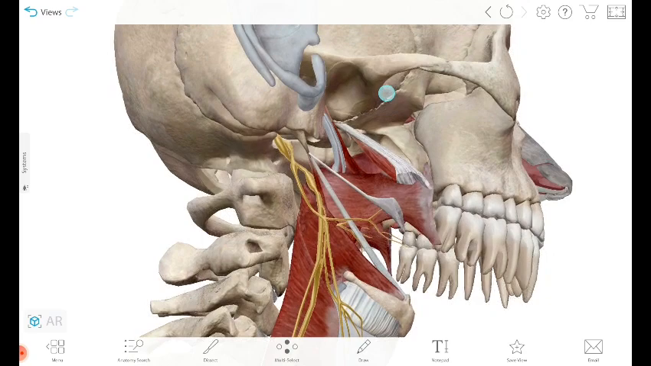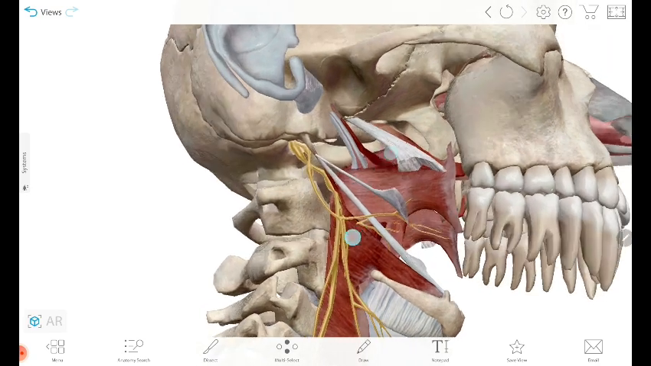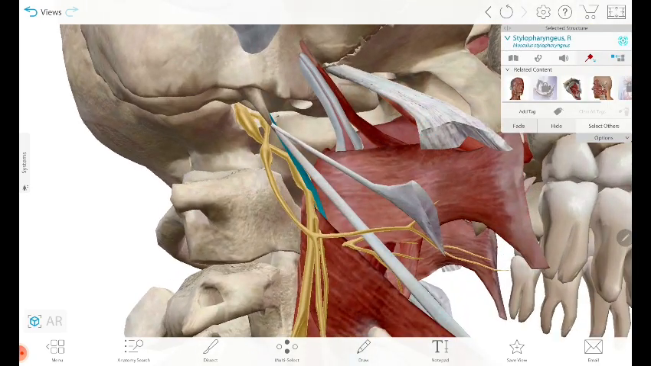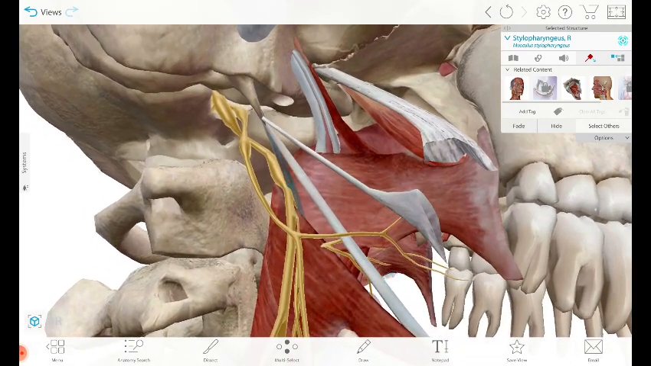So we can see that this is the temporal bone, and this structure here is the styloid process. So any muscle running from styloid to the pharynx will be known as stylopharyngeus muscle. So zooming in, this muscle over here is the stylopharyngeus muscle.